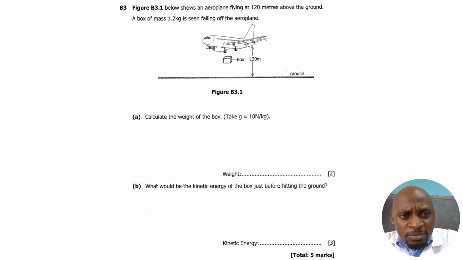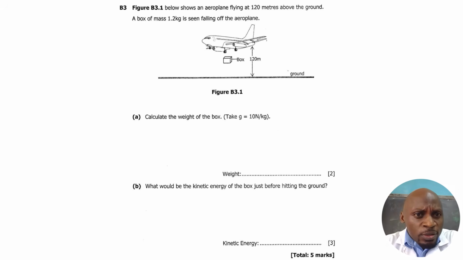Welcome to Think Smart. In today's video we're looking at Science Paper 1 2018 Grade 12 Section B, Question B3. And this question is based on mass, weight, kinetic energy, and gravitational potential energy.